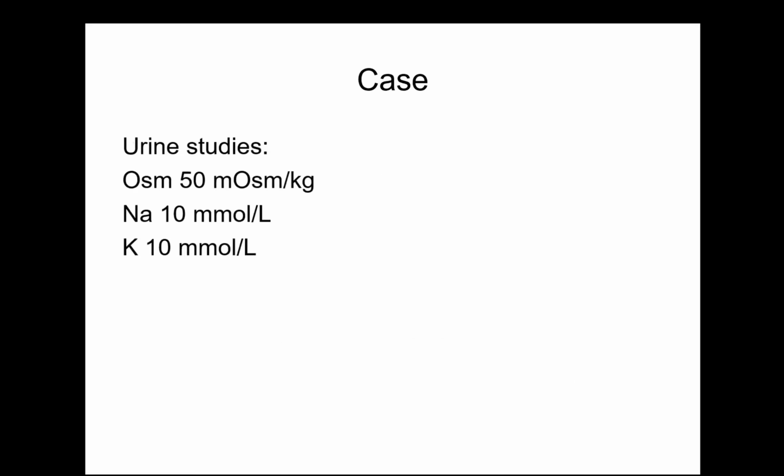Okay, what if the kidneys show these kind of urine studies? Urine osmolality of 50, urine sodium of 10, and urine potassium of 10. What's going to happen when you give a liter of normal saline? Now you guys do the calculations for me.